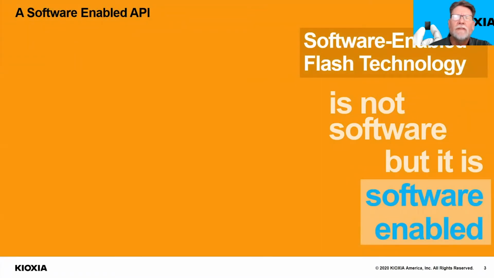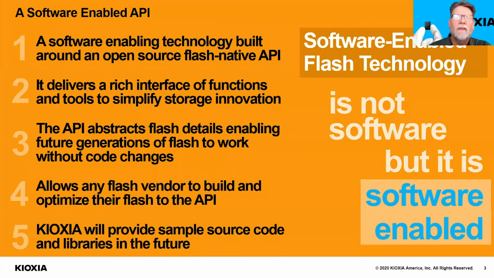Coupled with this media-based hardware approach is a software-enabling API. This API is designed to make managing flash media easy while exposing all the capabilities of flash. The highlights of this API are, first and foremost, it is an open source flash native API. Next, it's designed to make it easy to create storage solutions with powerful capabilities. It abstracts the low-level details that are vendor and flash generation specific so that your code can take advantage of the latest flash technologies without modification.